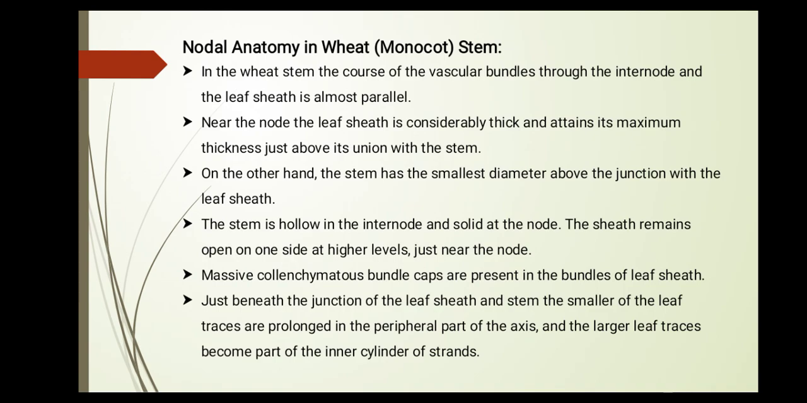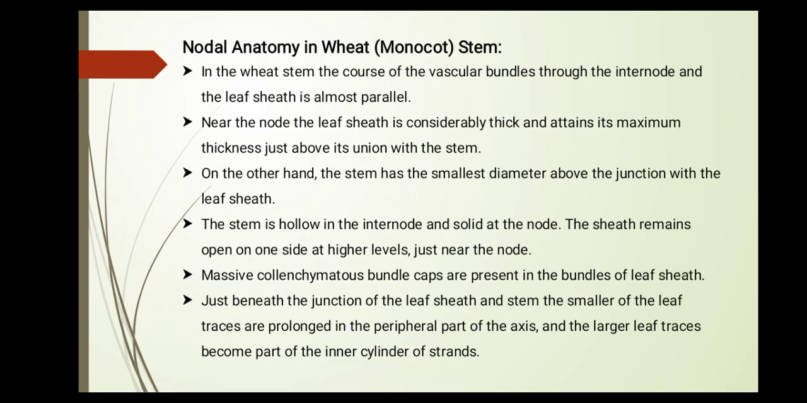And the nodal anatomy in the wheat monocot stem. In the wheat stem, the course of a vascular bundle through the internode and the leaf sheath is almost parallel. Near the node, the leaf sheath is considerably thick and attains its maximum thickness just above its union with the stem. On the other hand, the stem has the smallest diameter above the junction with the sheath. The stem is hollow at the internode and solid at the node. The sheath remains open on one side at a higher level just near the nodes.